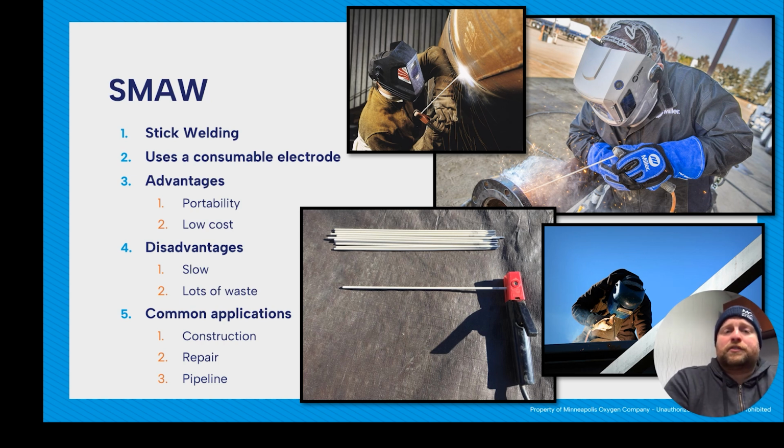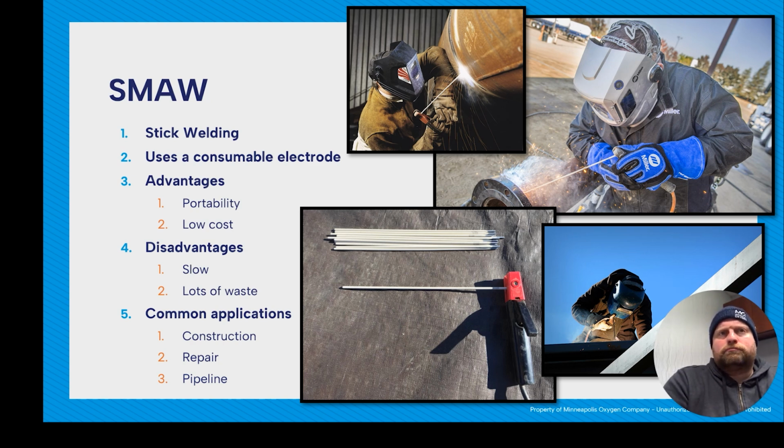It uses a consumable electrode, so we're going to look at the difference between electrodes and fillers, and how they're the same and how they're different. So this is a consumable electrode. It's got a metal core surrounded by flux. Some advantages of SMAW are portability and low cost. Some disadvantages are it's slow and lots of waste.